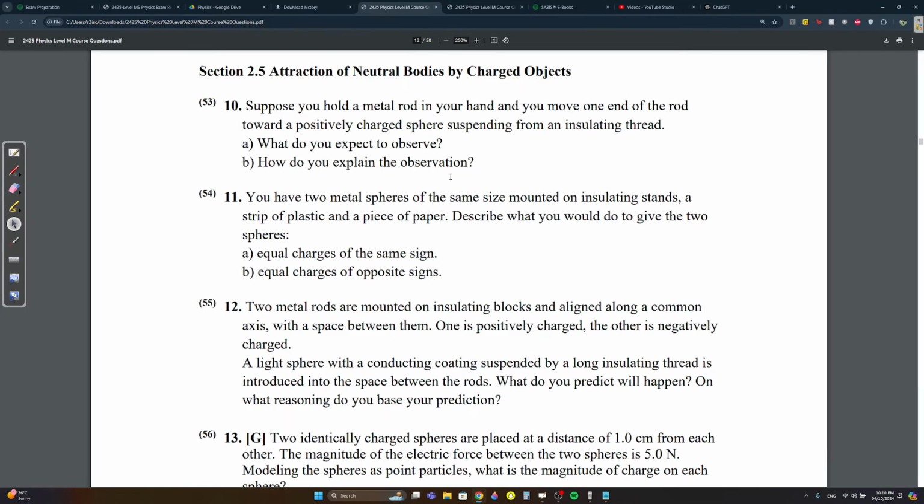You have two metal spheres of the same size mounted on insulating stands, a strip of plastic and a piece of paper. Describe what you would do to give the two spheres equal charges of the same sign, and equal charges of opposite sign. Let's open the answer key.